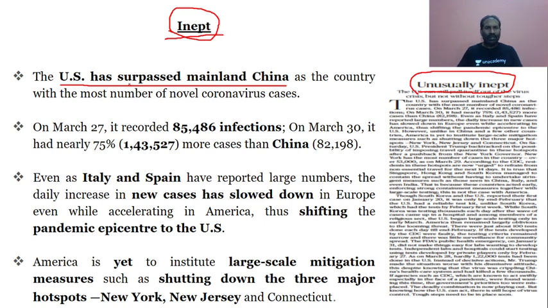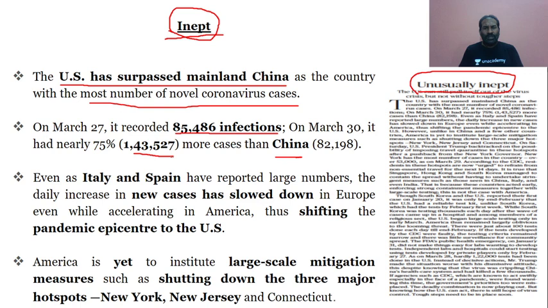We have seen that the US has surpassed mainland China as the country with the most number of coronavirus cases. If you look at the data, the US reached a record of 85,486 infections on March 27. And if you compare the cases with China, now the US is at 1,43,527 on March 30. That clearly sends a message.